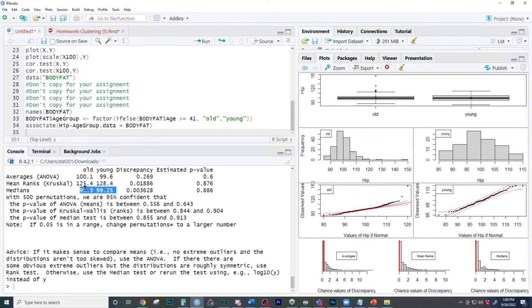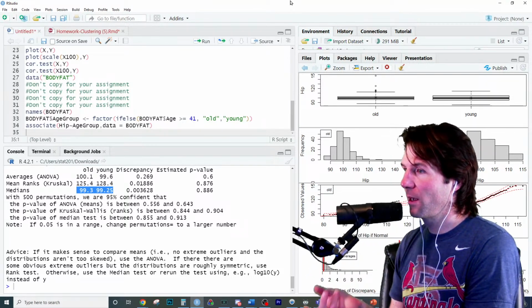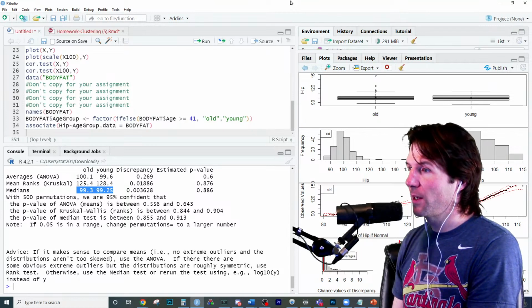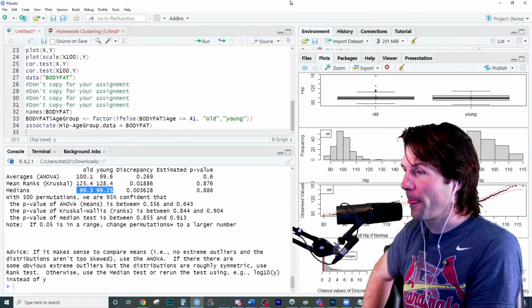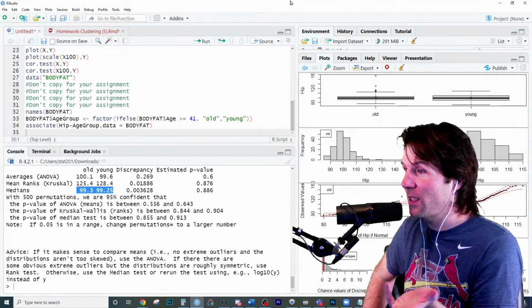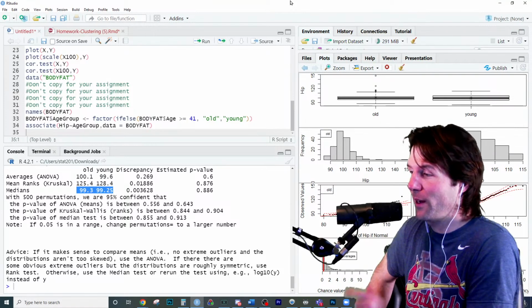Mathematically, the difference between the medians is 0.05. So subtract the values. 0.05 is the mathematical distance between these. Does that make sense? So the difference is basically what between the measurements of young and old people's hips? The difference is basically 0, right? There really is no difference. It's basically the same.